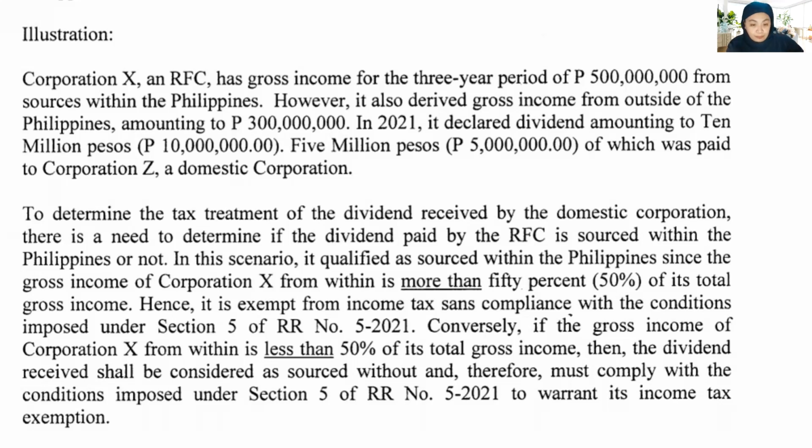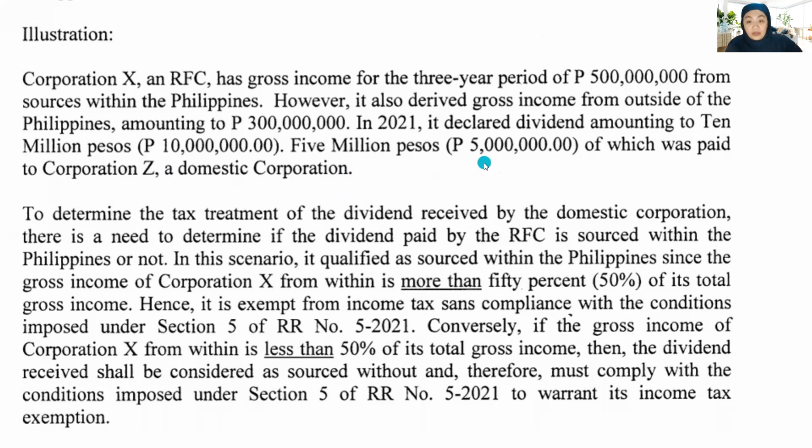So, remember the provision on proprietary educational institutions and hospital. So, clarified yun ng similar revenue regulation, RR number 5-2021. So, anyways, let us look at this illustration to further clarify the matter. So, Corporation X, a resident foreign corporation, has a gross income for a three-year period of 500 million from sources within the Philippines. However, no, syempre, it's a foreign corporation. It's possible that it can also receive income from outside the Philippines amounting to 300 million. In 2021, it declared dividend amounting to 10 million pesos, 5 million pesos of which was paid to Corporation Z, a domestic corporation.